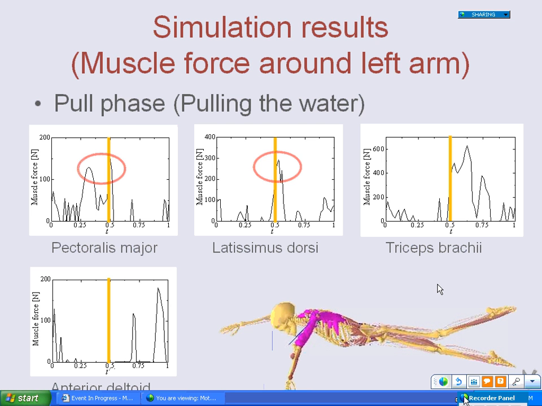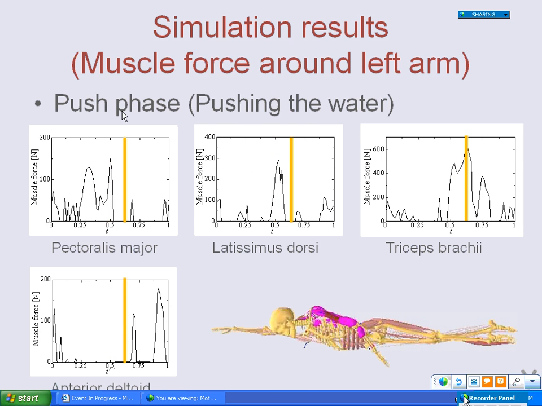And at the push phase, this is pushing the water like this by this hand. So at this moment, you can see that triceps brachii, which is extensor of elbow joint, is significantly activated. And some of you might think this value, 600 Newton, is too large for crawl stroke.